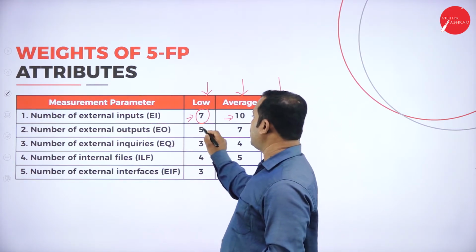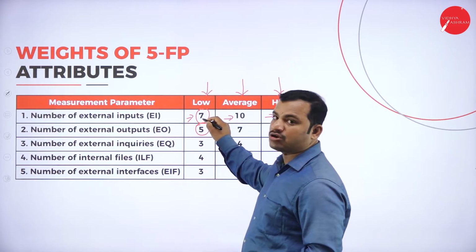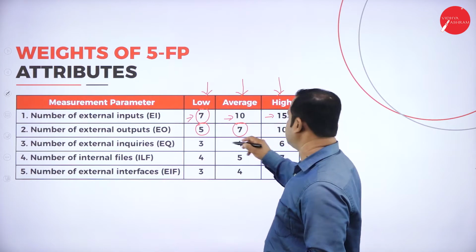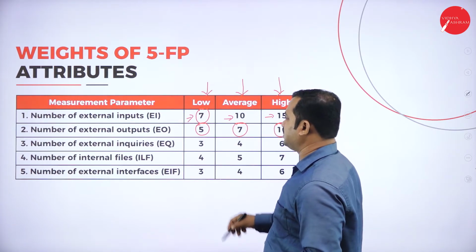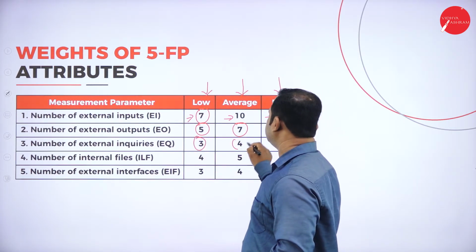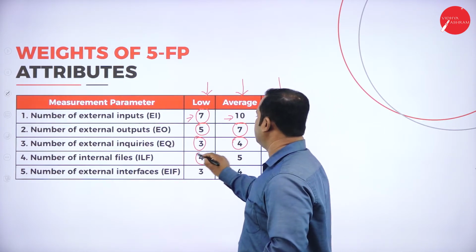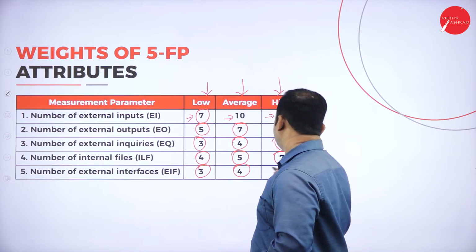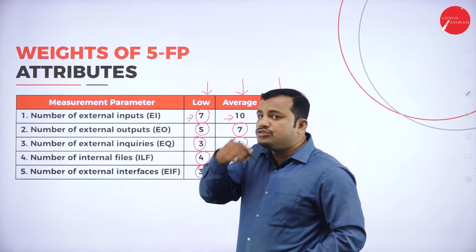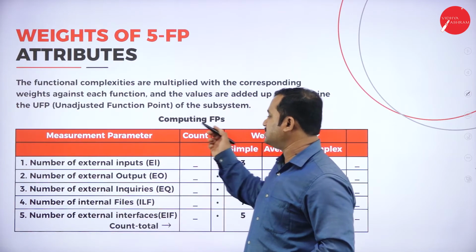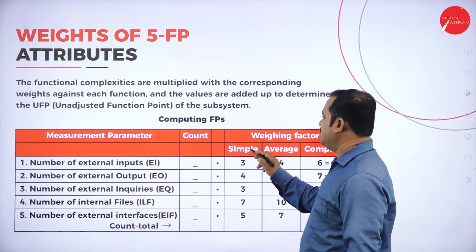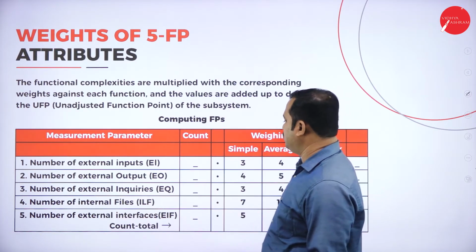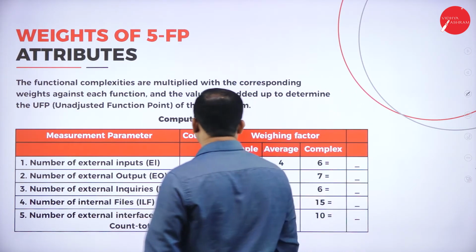Now we have external outputs: 5, which is considered a low complexity, then 7 with its average complexity, 10 with high complexity. So we have these details mentioned here with different criteria. With this information, I am going to calculate the function point analysis. See it here: low, simple, average, complex. Now you are going to see what the count of that is.